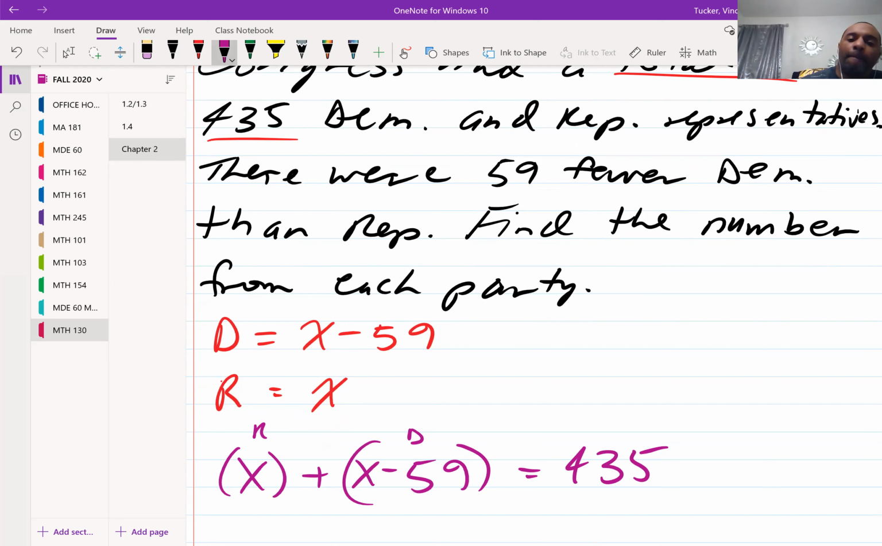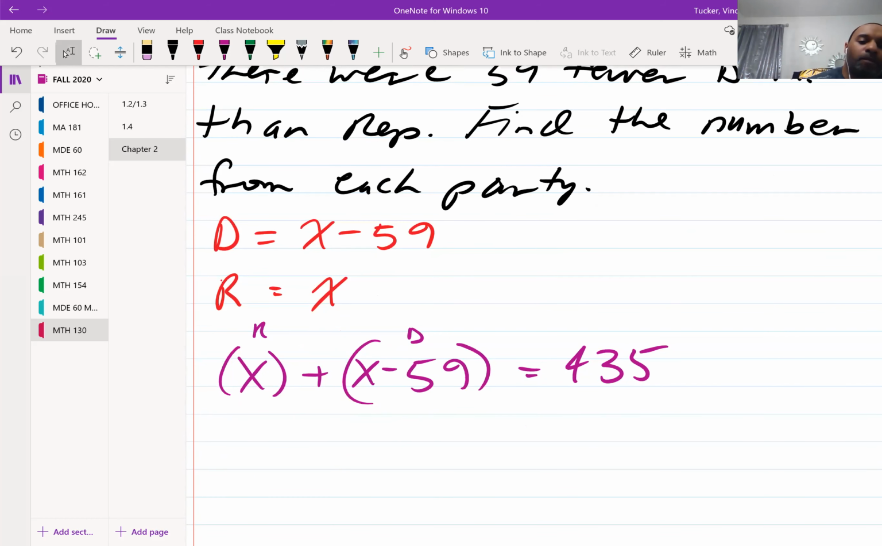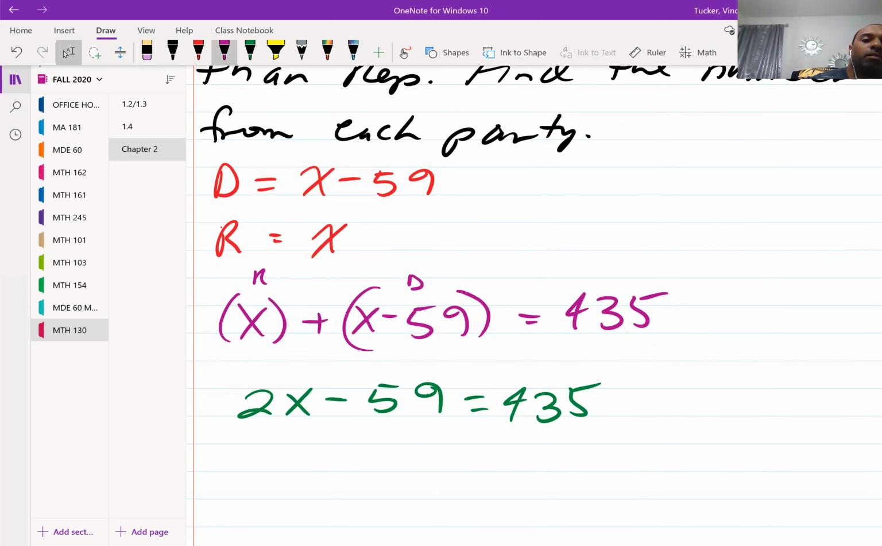All right. Nothing is holding those parentheses there. I just use them to signify what part came from what. So I'll just go ahead and add my like terms. That's going to be 2x minus 59 equals 435. I'll write it down here.